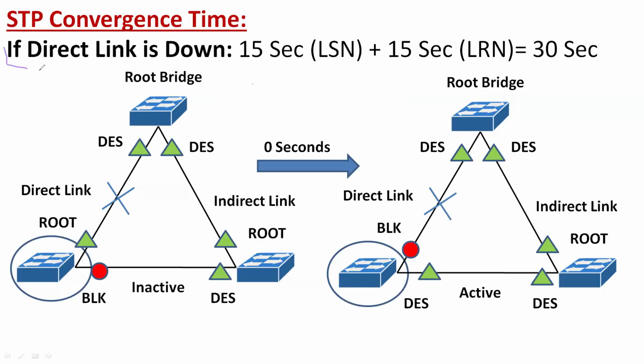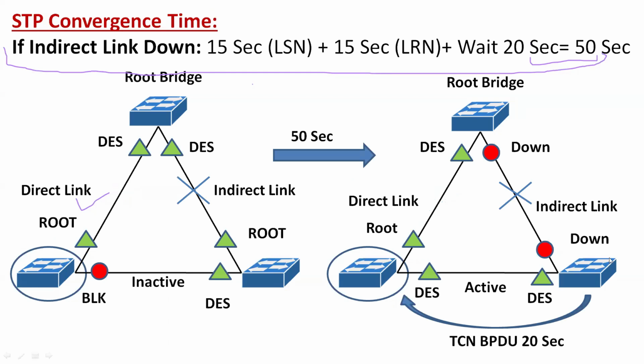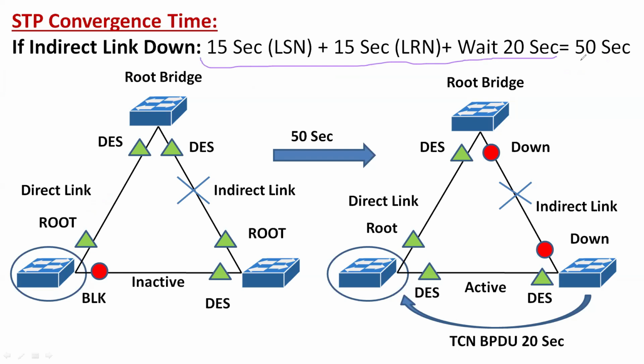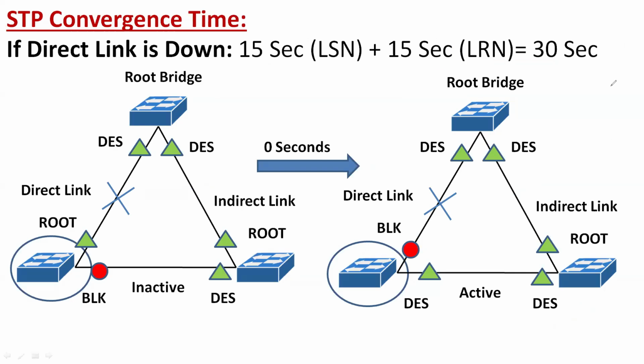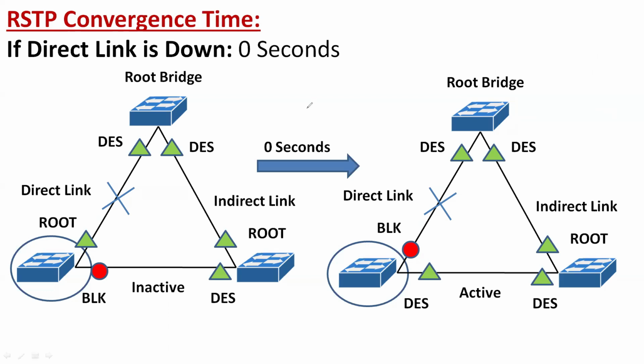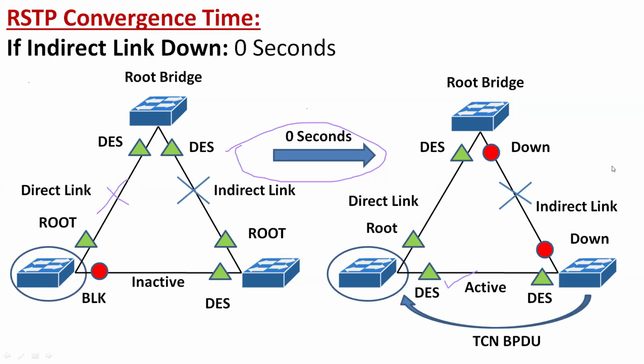Basically, in the STP protocol, the convergence time is really high. That is approximately 30 seconds for the direct link, and the total time taken for the indirect link is approximately 50 seconds. That means 20 seconds is the waiting time, 15 seconds is learning, and 15 seconds is listening. But in case of the RSTP protocol, these times will be reduced. The convergence time is approximately 0 seconds. Let us assume one link is down, the other link will be active within some microseconds. When the indirect link is down, it only takes some microseconds to cover that.